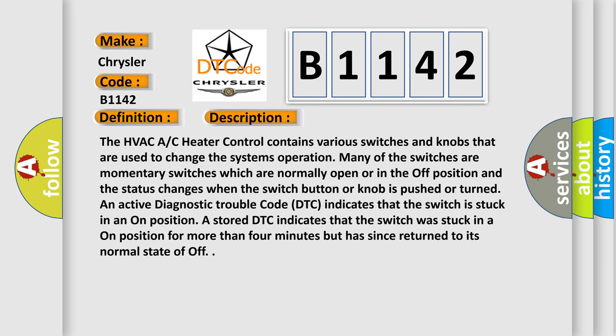The HVAC/AC heater control contains various switches and knobs that are used to change the system's operation. Many of the switches are momentary switches which are normally open or in the off position, and the status changes when the switch button or knob is pushed or turned. An active diagnostic trouble code DTC indicates that the switch is stuck in an on position. A stored DTC indicates that the switch was stuck in the on position for more than 4 minutes but has since returned to its normal state of off.